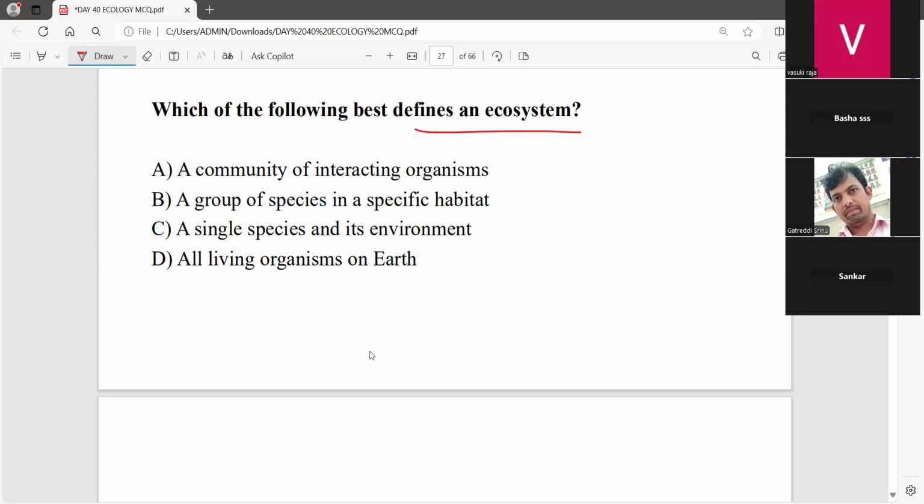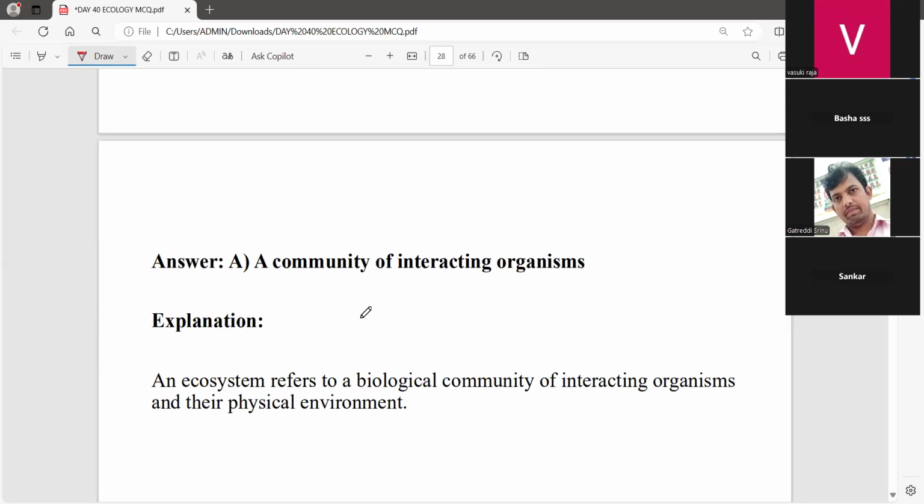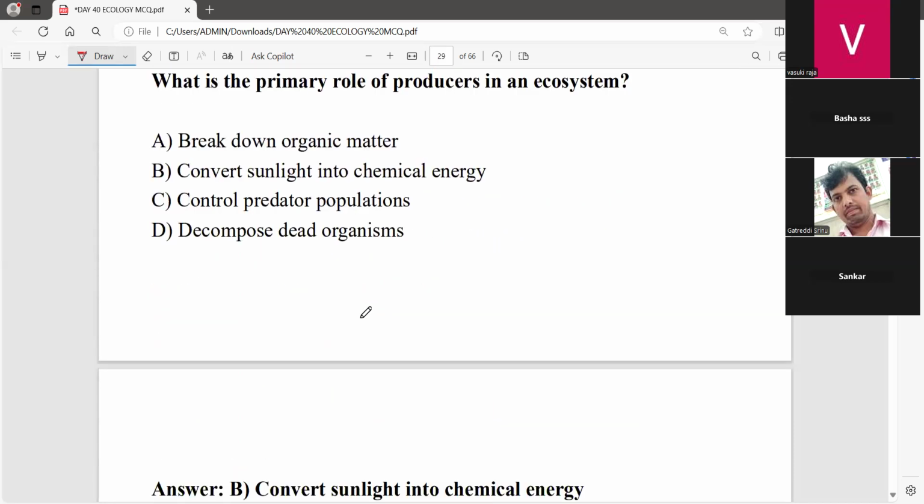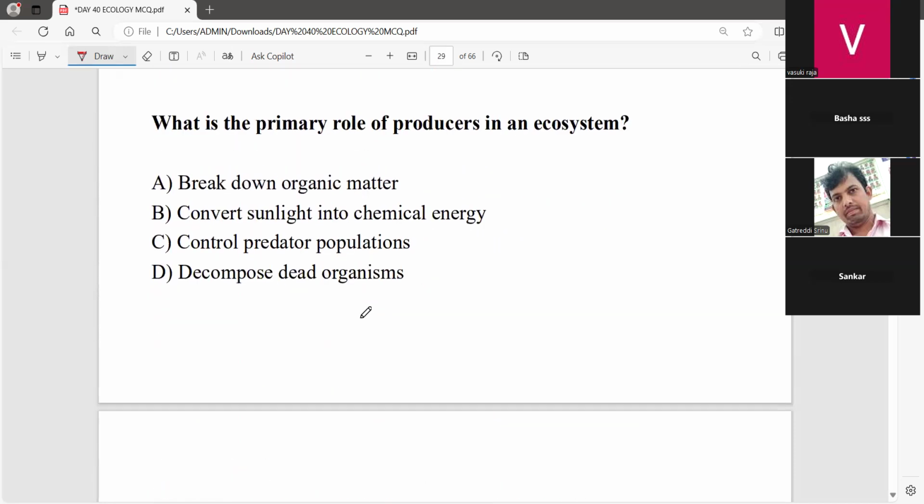And what is an ecosystem? A famous question, that will be the interaction between the biotic and abiotic factors, and the answer will be option E. Very good. Now, what will be the primary role of a producer in the ecosystem?